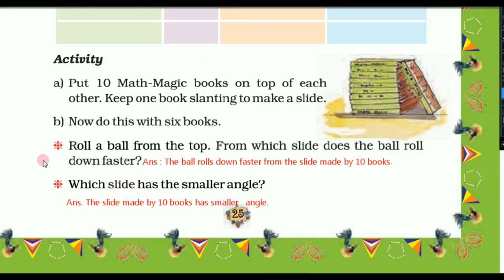Here we can write the answer of this question. Roll a ball from the top. From which slide does the ball roll down faster? Answer is the ball rolls down faster from the slide made by 10 books because this slide made a smaller angle. Then which slide has the smaller angle? The slide made by 10 books has the smaller angle.